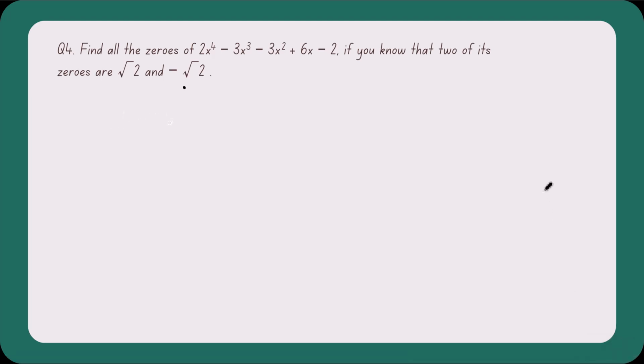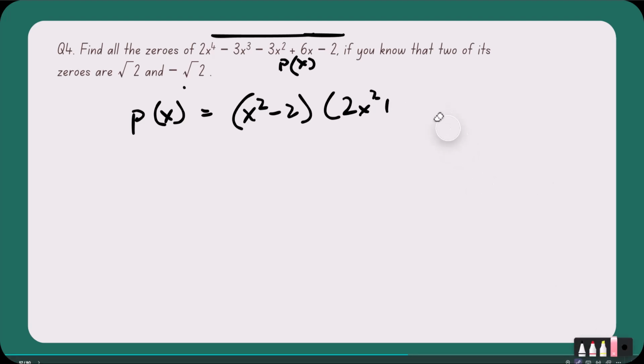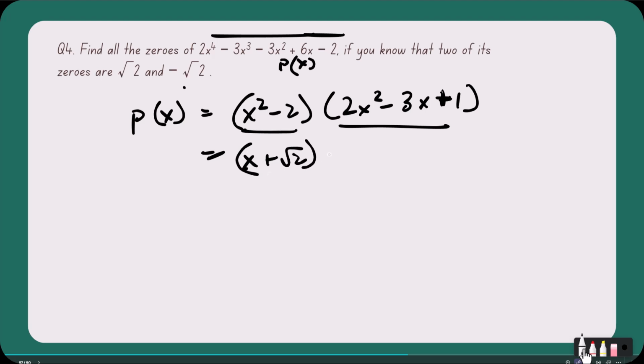So what can we write? Let's say this is the polynomial p of x. P of x is equal to x square minus 2 into 2x square minus 3x plus 1, right? Now we have to split this term also. I know x square minus 2 is x plus root 2 into x minus root 2, right? This is already known to us. We need to split 2x square minus 3x plus 1 as well.